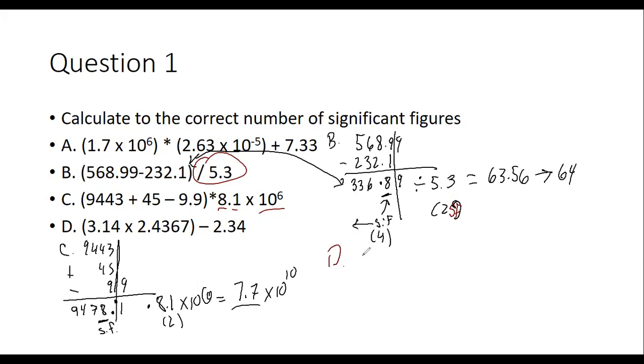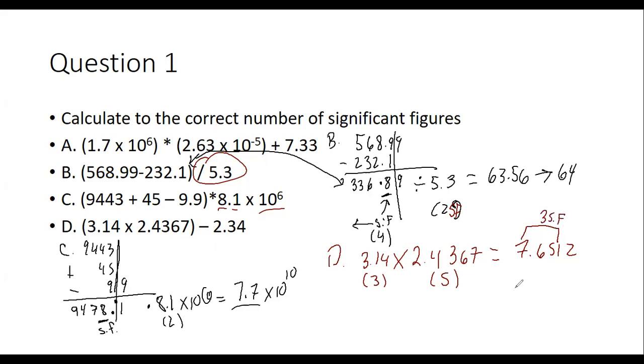All right, D, 3.14 times 2.4367. This number has 3 sig figs. This one has 5 sig figs. So our answer needs to have only 3 sig figs. So when I do that, I get 7.6512. Again, don't round until the very last step. Just make a note to yourself that only these 3 digits are significant. The 1 and the 2 aren't.